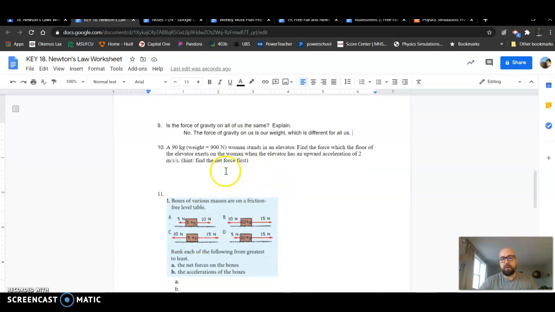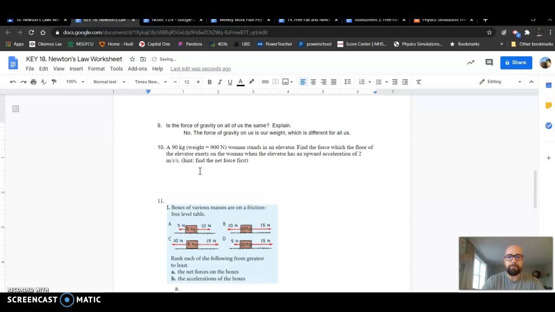Number 10 was probably the hardest one, and I knew it would be, and I told you that before you started, but I appreciated some of you making good attempts on that. We have this person on the elevator, and I said find the net force first. Net force equals mass times acceleration. That's Newton's second law, just rearranged algebraically. This woman has a mass of 90 kilograms times the acceleration of 10 meters per second squared.